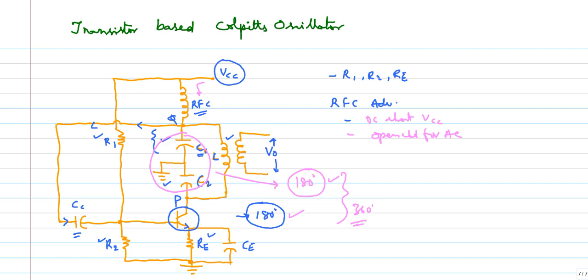So the points P and Q have a 180-degree phase shift. Because of this, points P and Q are out of phase. So the total phase shift around the loop is 360 degrees, and that's why it can be used as an oscillator.